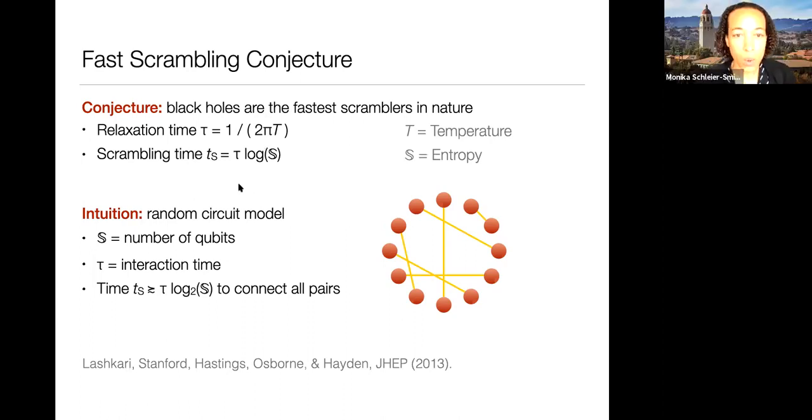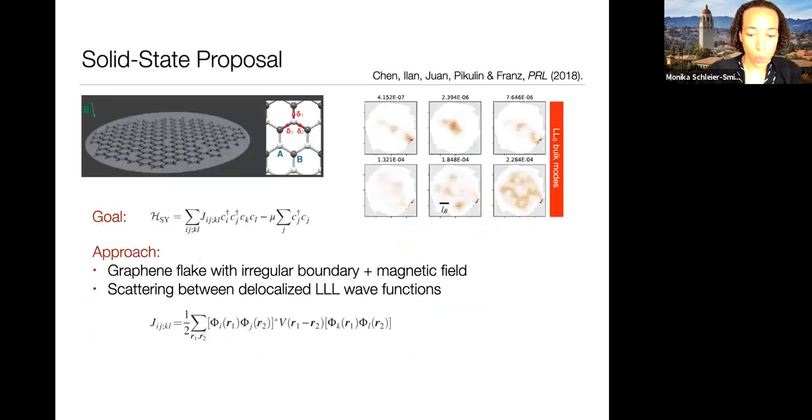Okay. So various people have thought about how you might actually engineer things that behave in this way. There's a set of proposals in solid state systems. Just to give an example, there's a proposal from the group of Marcel Franz, which is thinking about a system where there's a graphene flake with some irregular boundary. So it's a disordered 2-dimensional system, and it's in a magnetic field.